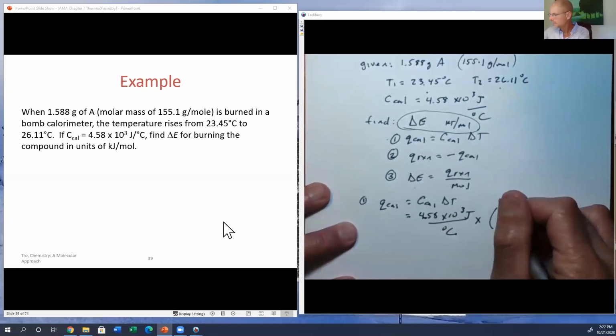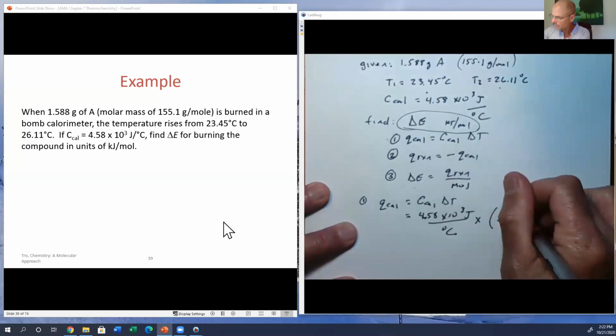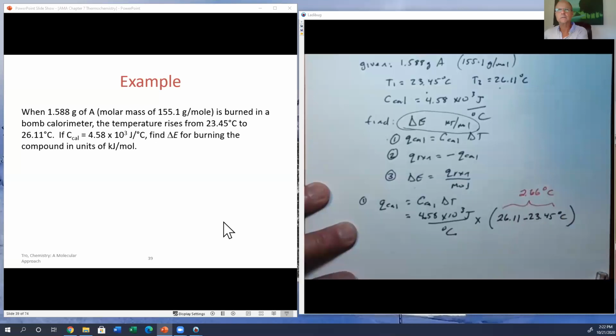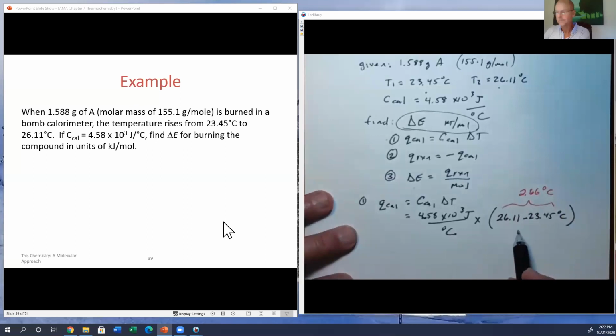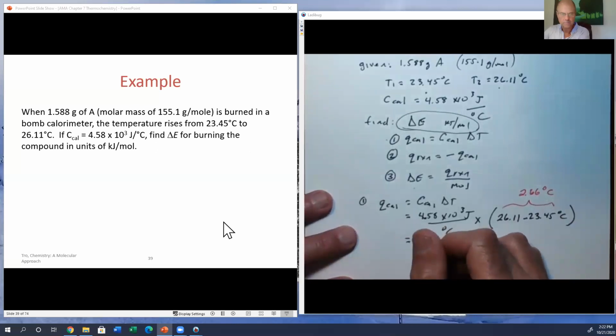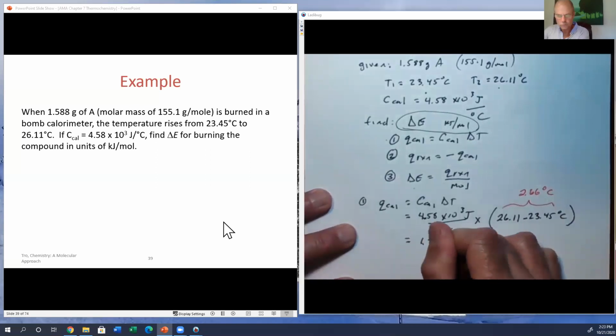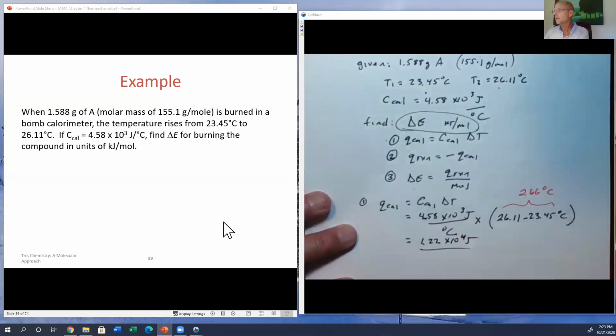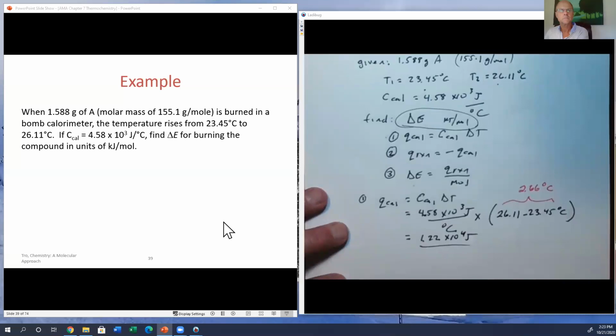That whole thing is 2.66 degrees Celsius. And notice that that's going to be positive, because the calorimeter is getting energy in, so the sign of that should be positive. And if we work that out, we find that that's equal to 1.22 times 10 to the 4th joules. Okay? Does that make sense so far?